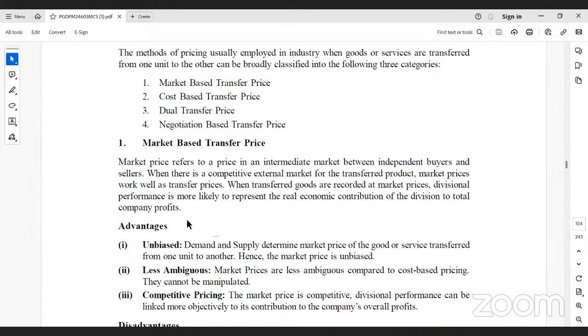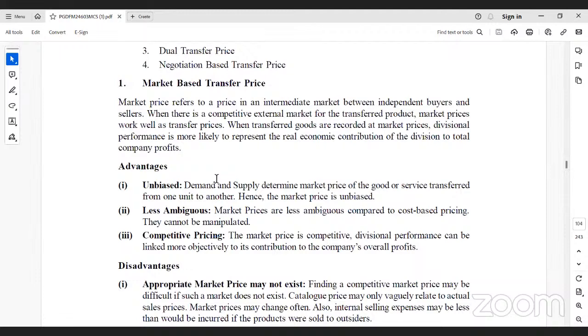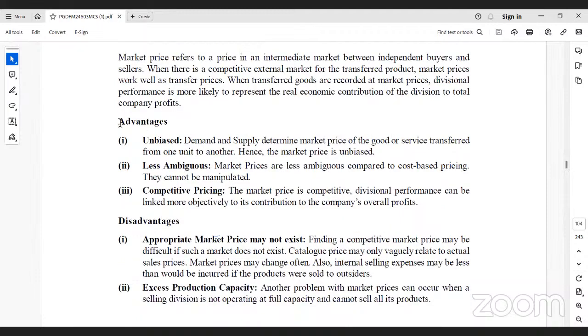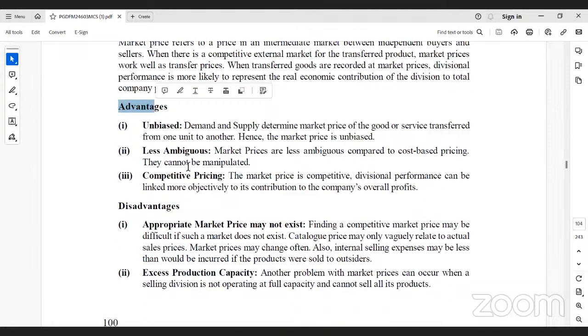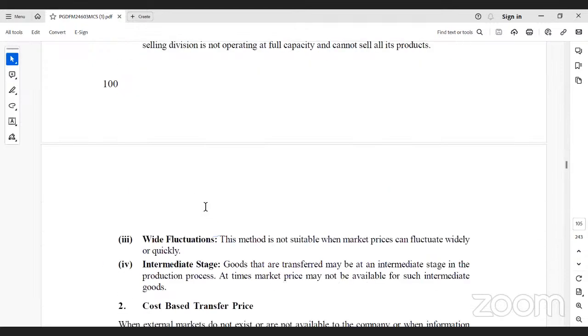When there is a competitive external market for the transferred product, the market price will work as the transfer price. When the transferred goods are recorded at a market price, divisional performance is more likely to represent their real income contribution. So it is unbiased and less ambiguous, with competitive pricing also there. These are the advantages of market-based pricing. Disadvantages: an appropriate market price may not exist, and excess production capacity is also there.